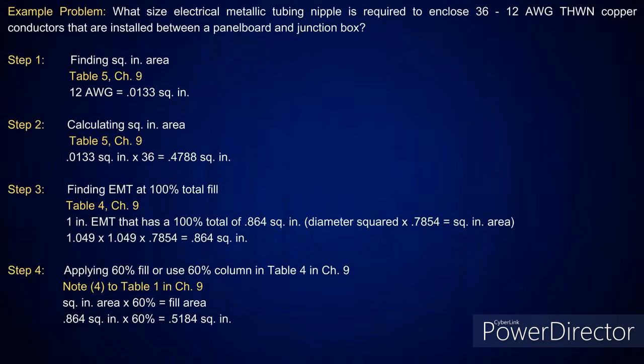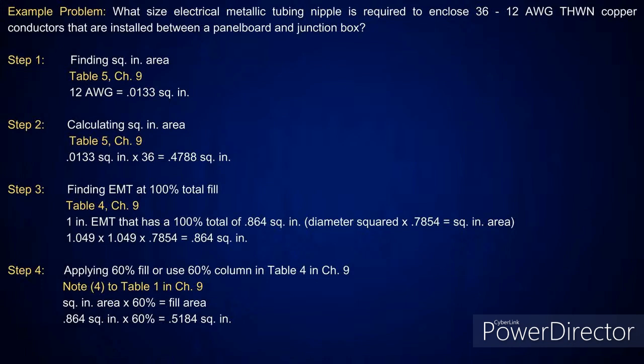So now when you look at this, this is how we used to do it. If I go over and look at Chapter 9, Table 5, and I pick up number 12, it's going to tell you for THWN that it's good for 0.0133 square inches. I multiply that by the 36 that I have in that neutral. That's going to give me 0.4788 square inches.